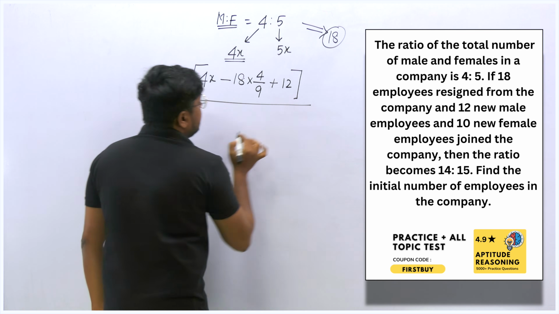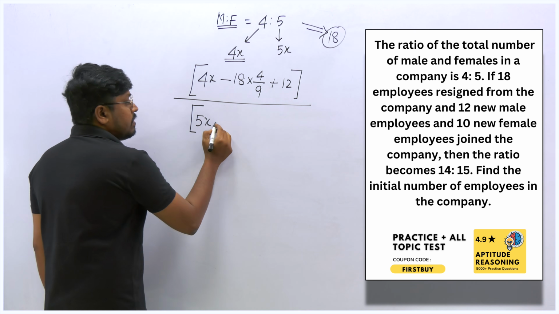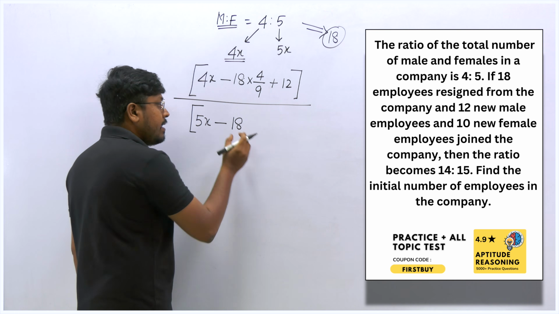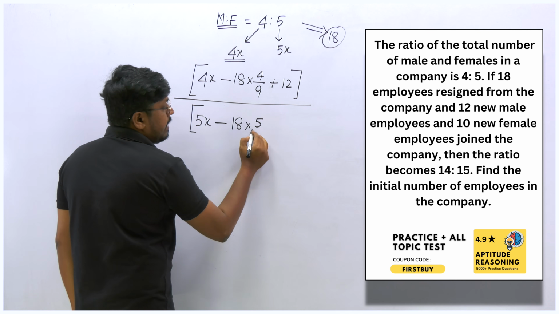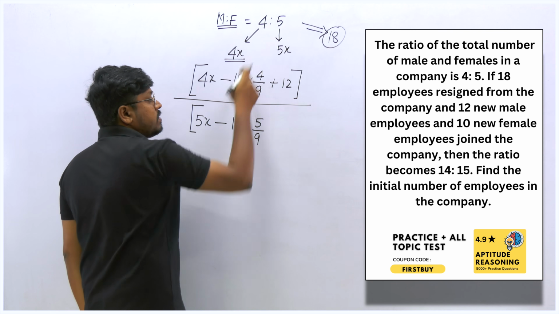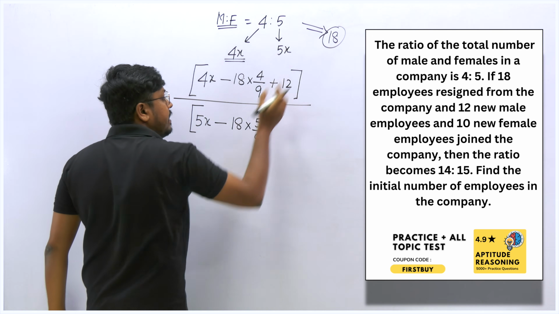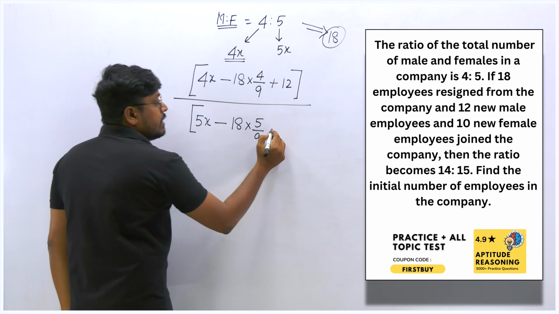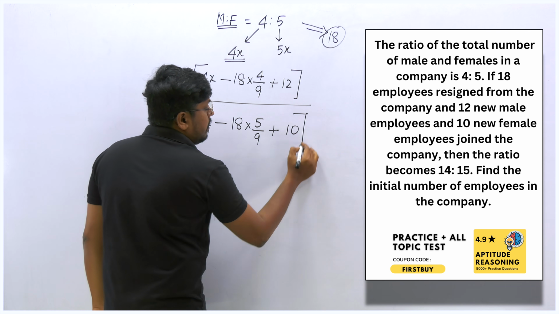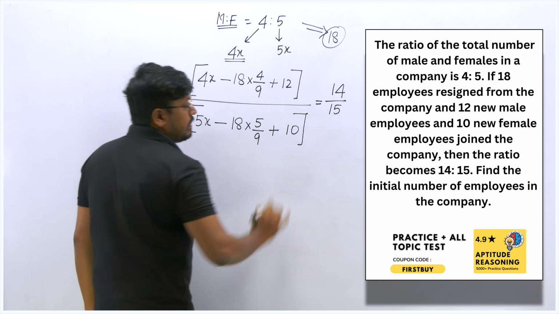Similarly, write for the female. 5x is the total number of female employees, minus the employees who resigned, 18 into 5 by 9. Out of the total we have to find how many are female. We know male to female is 4:5, so 5 divided by 9 into 18 gives how many female employees resigned. Now, how many female employees newly joined? 10. Because of this the ratio becomes 14:15, that is 14/15. Friends, understood or not?